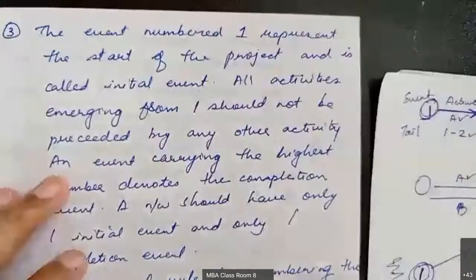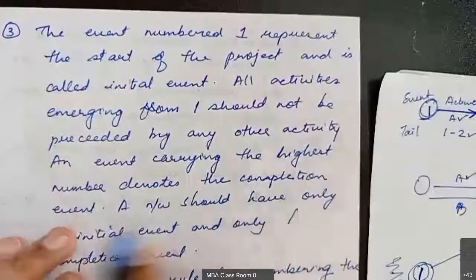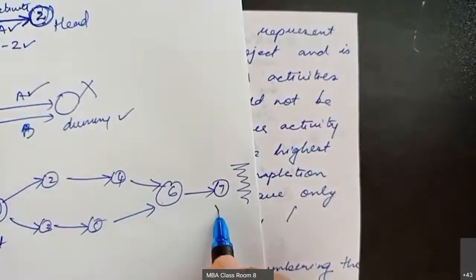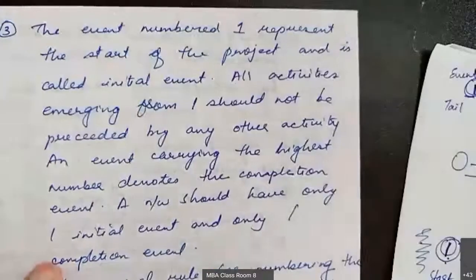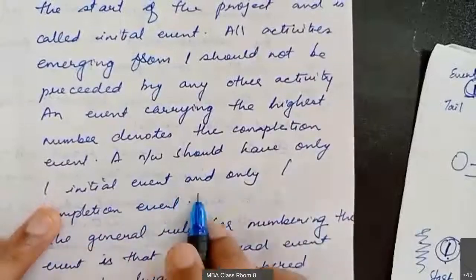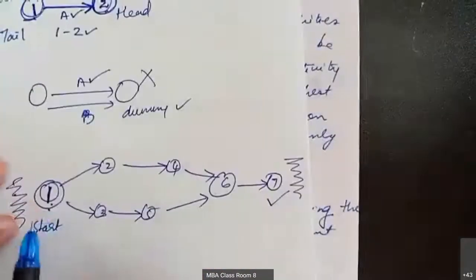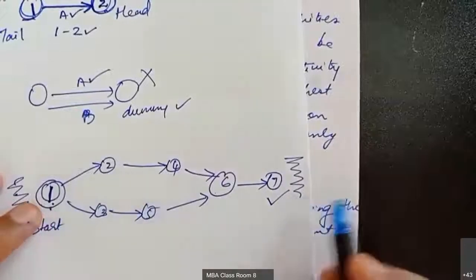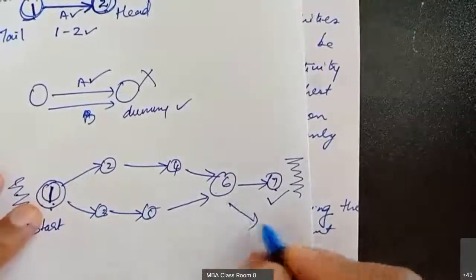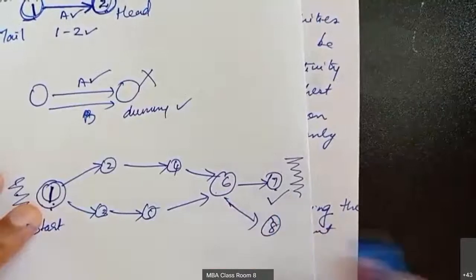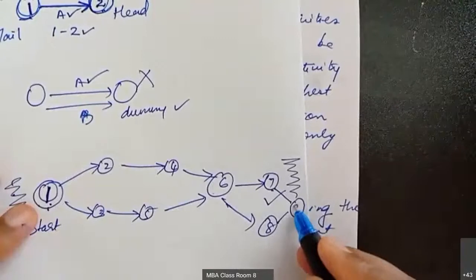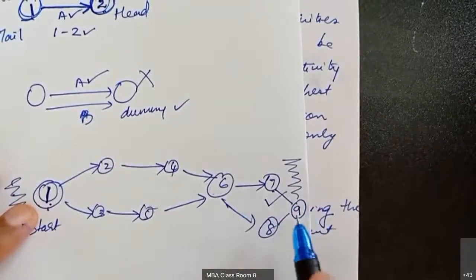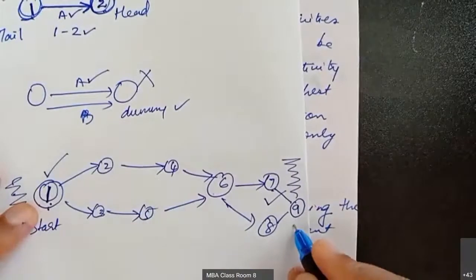Now an event carrying the highest number denotes the completion event. Here, which is the highest number? Highest number is 7. So the highest number event will be taken as the completion event. A network should have only one initial event and only one completion event. So the network starts from 1 and ends in 7. We cannot have one more event like this. What we should do, we have to connect these to another event, that is 9. So always we should have only one starting event and only one ending event.